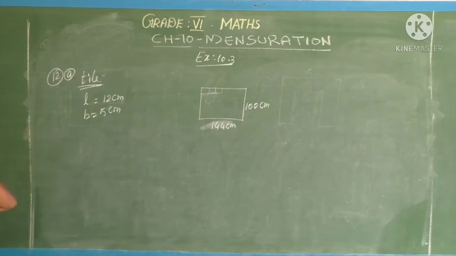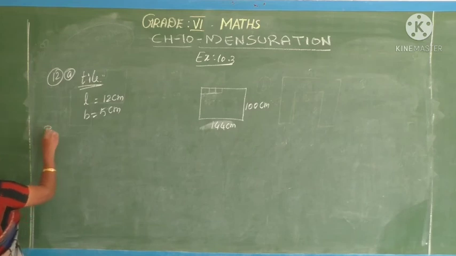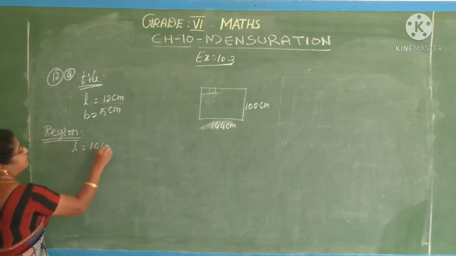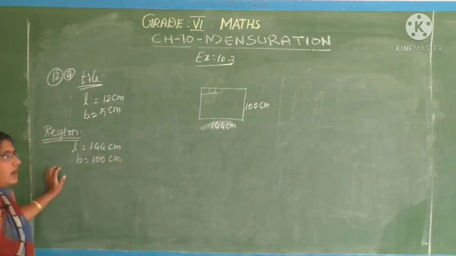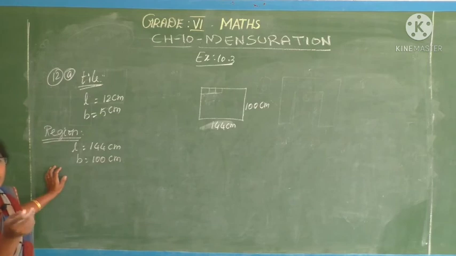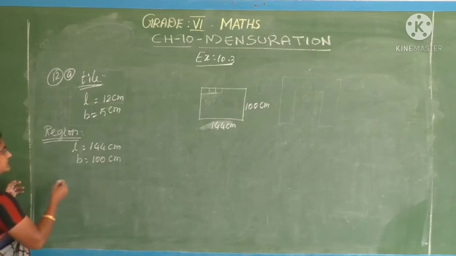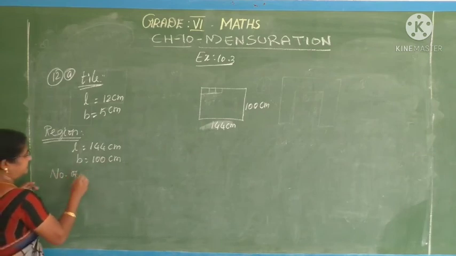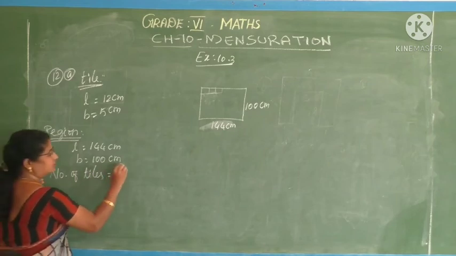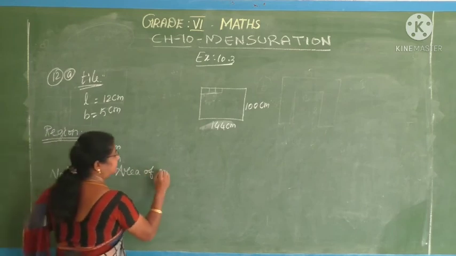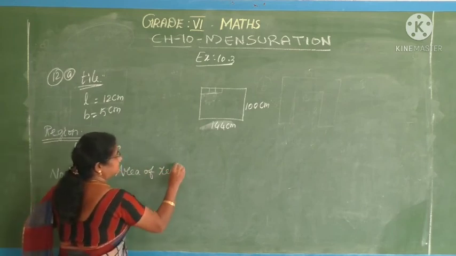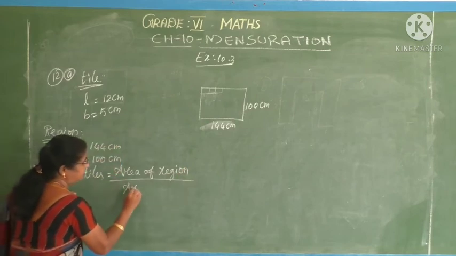Okay, so the tile measurement is here, then the rectangular region. For that region, length is 144 and breadth is 100. They have given length and breadth as 100 and 144, but the length should be the higher measurement, so I wrote it like this. Next, number of tiles needed. Number of tiles is equal to area of this rectangular region divided by area of tile.